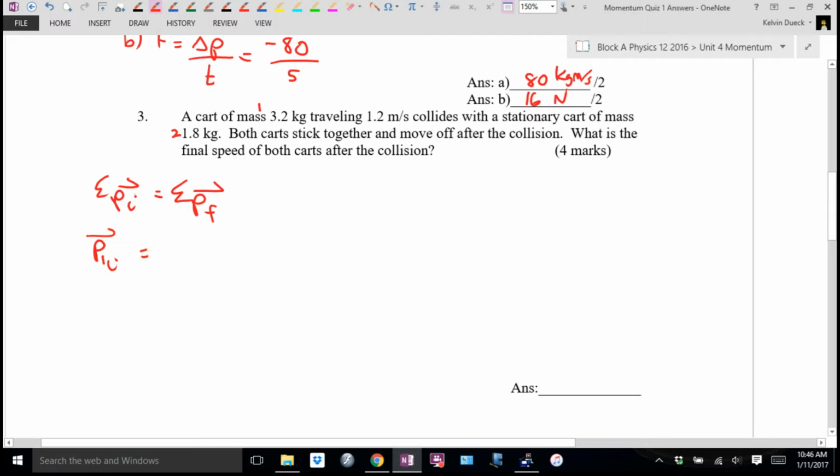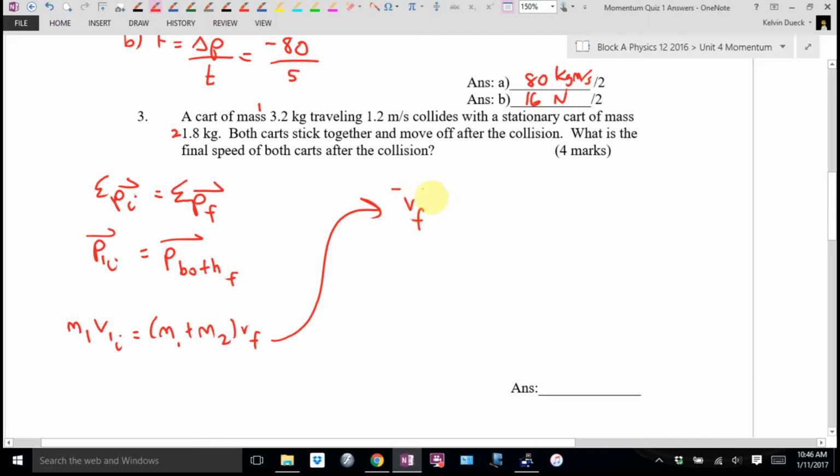Wham, they collide. Thought maybe Connor would jump on in again. And afterwards, they stick together, so I'm going to have momentum both final. So I'm going to get M1 V1 initial equals, oh, is this linear? Yes. Then I can do this algebraically. If this wasn't linear, I would start to draw vectors instead of writing M1 V1 initial. So here, I can go M1 plus M2 V final.